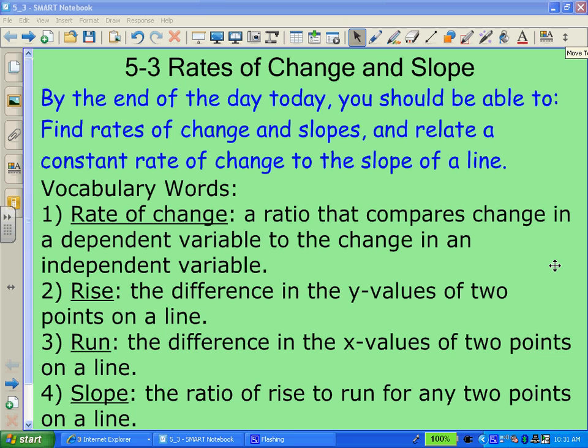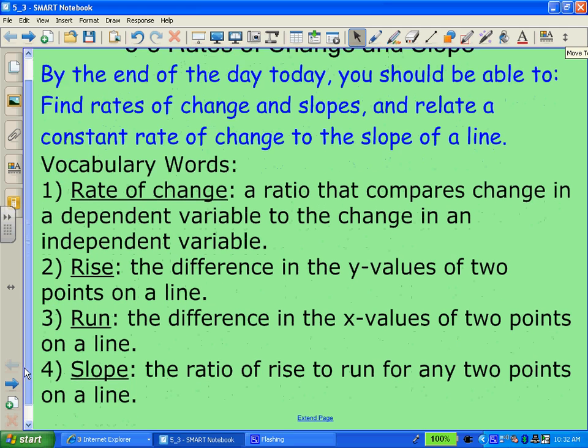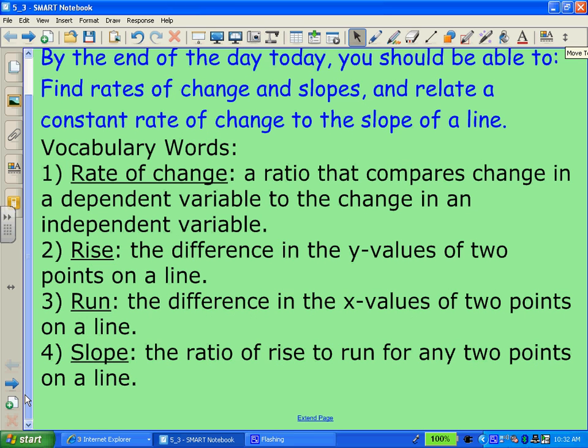A rate of change is a ratio that compares a change in the dependent variable to the change in the independent variable. Then we're going to use something called rise and run to help us with slope. Rise is the difference in the y values of 2 points on a line, and run is the difference in the x values of 2 points on the line. Putting rise and run together gives slope, which is the ratio of rise to run for any 2 points on the line.